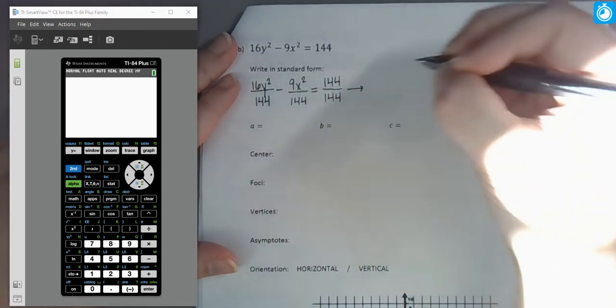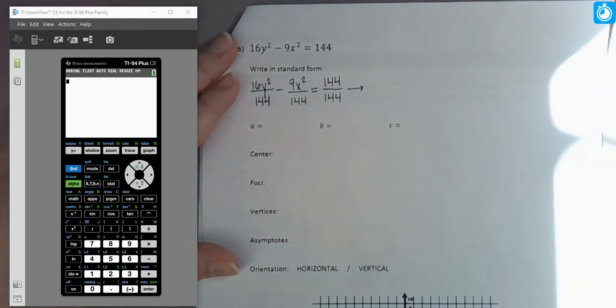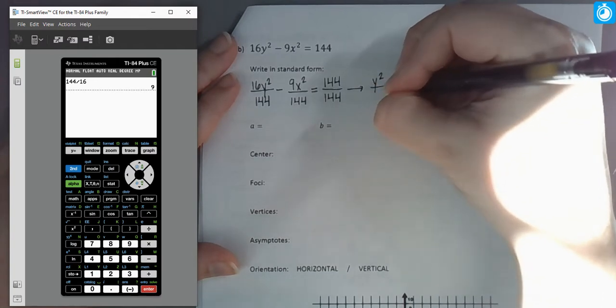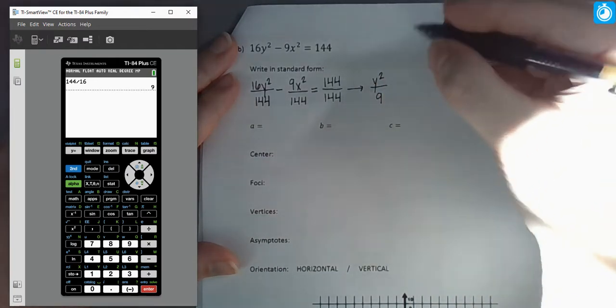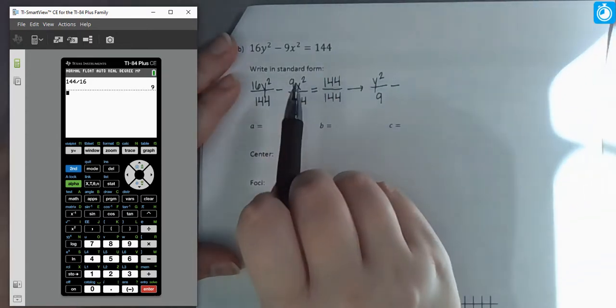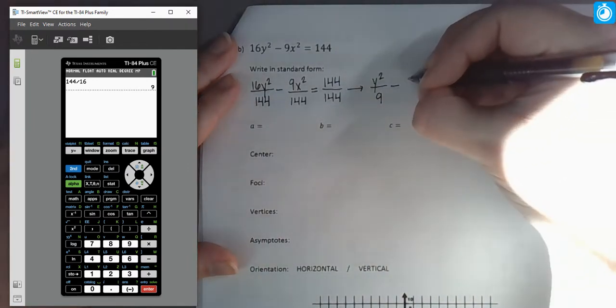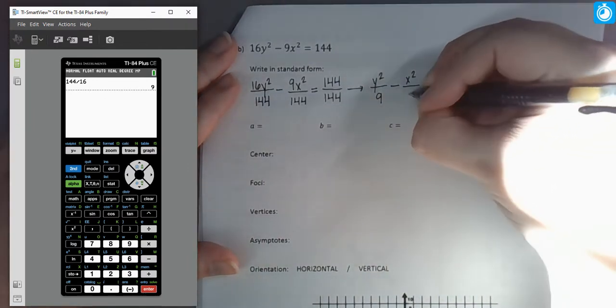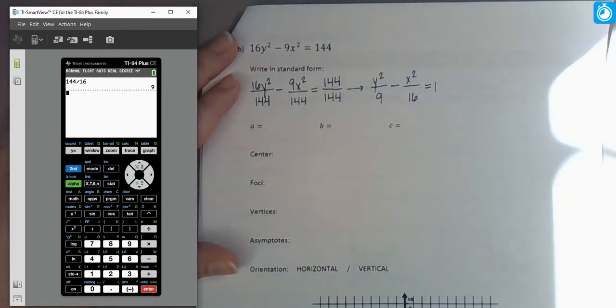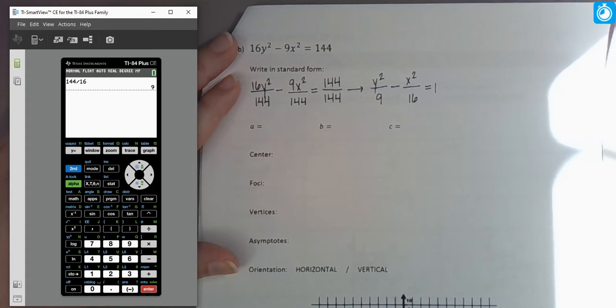And so if we simplify all of that down, we're looking for common factors that would divide into 144 and 16. Well, let's see if 144 is divisible by 16. Certainly it is in this case, so that's going to reduce to y squared over 9. And then if 16 goes into 144 9 times, then 9 goes into 144 16 times. So that's going to give us x squared over 16, and then that's equal to 1. So that is going to be our standard form. That's what we're going to base our a, b, and c on.